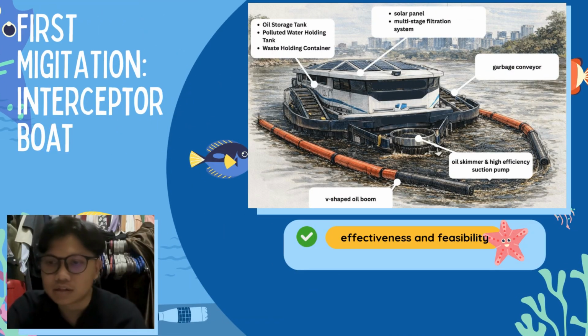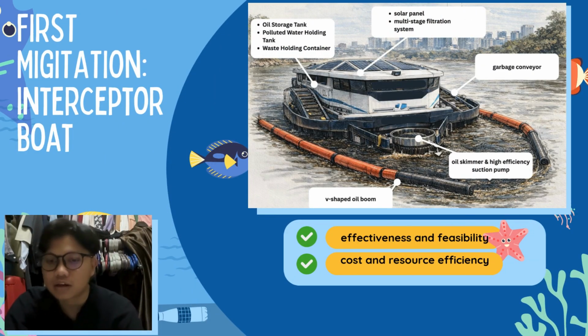The benefit of the interceptor boat is, first of all, in terms of effectiveness and feasibility. The system uses a V-shaped oil boom to direct oil and floating waste toward a central collection area. The oil skimmer and suction pump efficiently remove oil and polluted water, while the garbage conveyor collects solid industrial waste. This makes the system practical and effective for continuous river operation without stopping industrial activities.